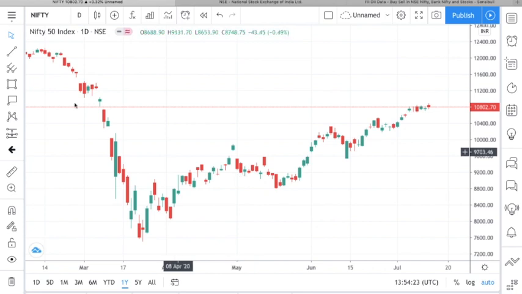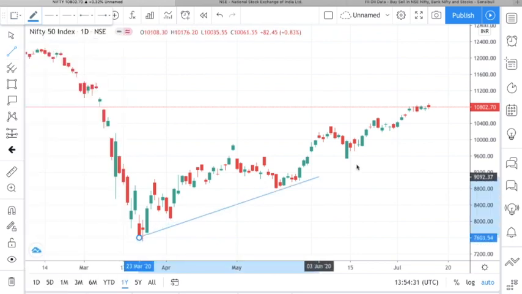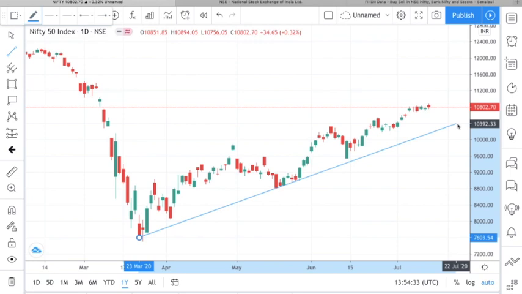So let's get started. The first thing that I'm going to do, now that I have the price history for the past year, is draw a trend line which is connecting the global low to the subsequent swing lows. And this is what we call a support line.